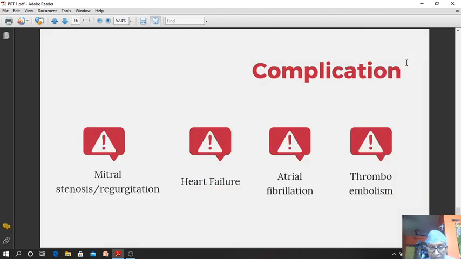Next, what are the complications of rheumatic fever? The first is mitral stenosis, regurgitation. Second is heart failure. Third is atrial fibrillation. Fourth is thromboembolism. So these are complications of rheumatic fever.